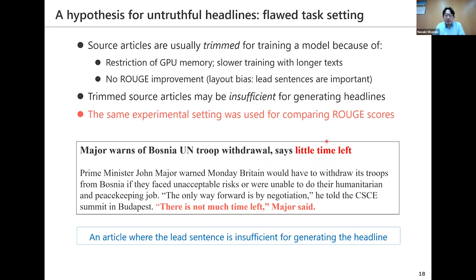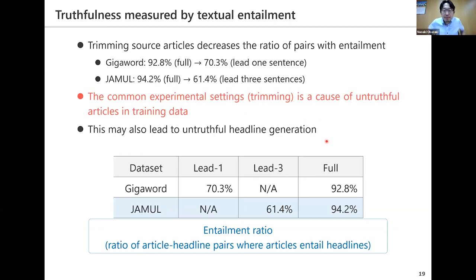However, we had to repeat the same experimental setting because researchers compare Rouge scores in the same experimental settings. So we measure the truthfulness of actual headlines written by the newspaper company. When we use the full articles as the source, information necessary to generate the headline is mostly covered. However, if we trim the source article with the common procedure, for example, 1 lead sentence for Gigaword and 3 lead sentences for the Japanese news corpus, the source article can cover only 70% or 60% of the information of headlines. So we concluded that common experimental settings or trimming is a cause of untruthful headlines in training data and the trained model.